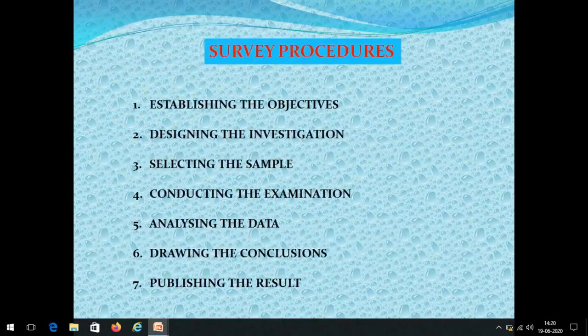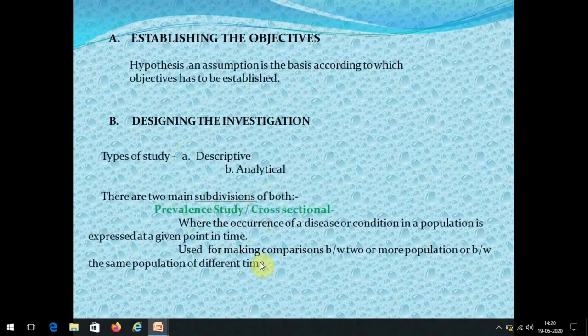Okay, so how do we conduct a survey? It is very similar to our descriptive study. First we need to establish the objective. Then we need to design the investigation, select the sample, conduct the examination, analyze the data, draw conclusions, and publish the result. So objectives means the hypothesis. We discussed the hypothesis, null hypothesis, alternate hypothesis, everything we have covered in detail. So we need to establish a hypothesis.